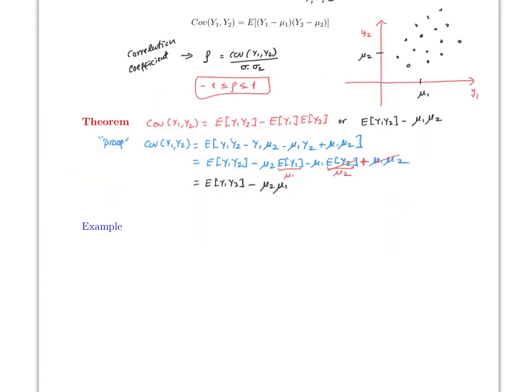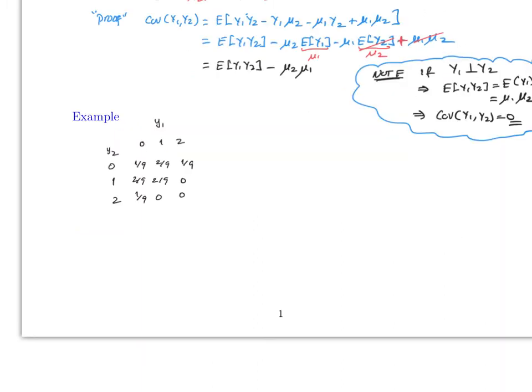Note from the past that if y1 and y2 are independent, then that means that the expected value of y1 times y2 is equal to the expected value of y1 times the expected value of y2, which is mu1 times mu2. So if this is the case, then the covariance between y1 and y2 will be equal to 0.